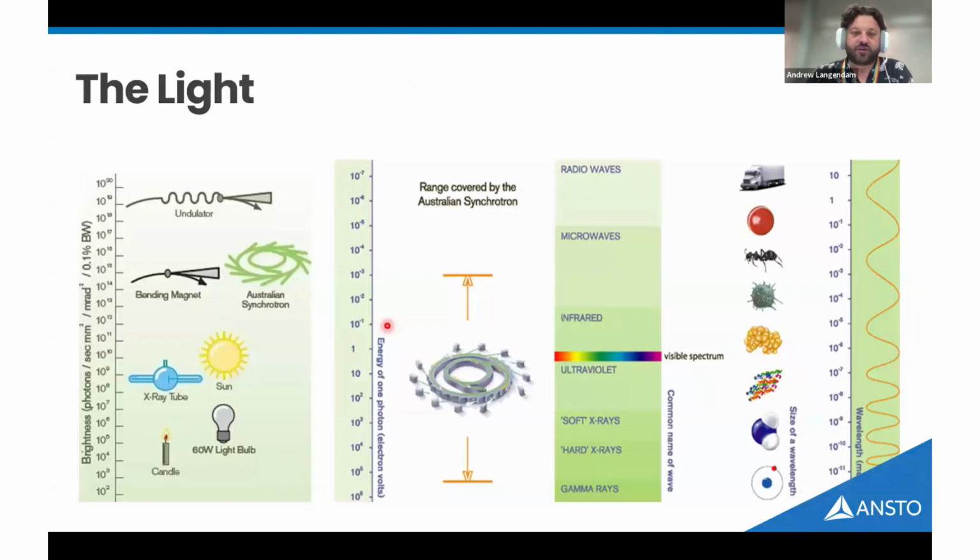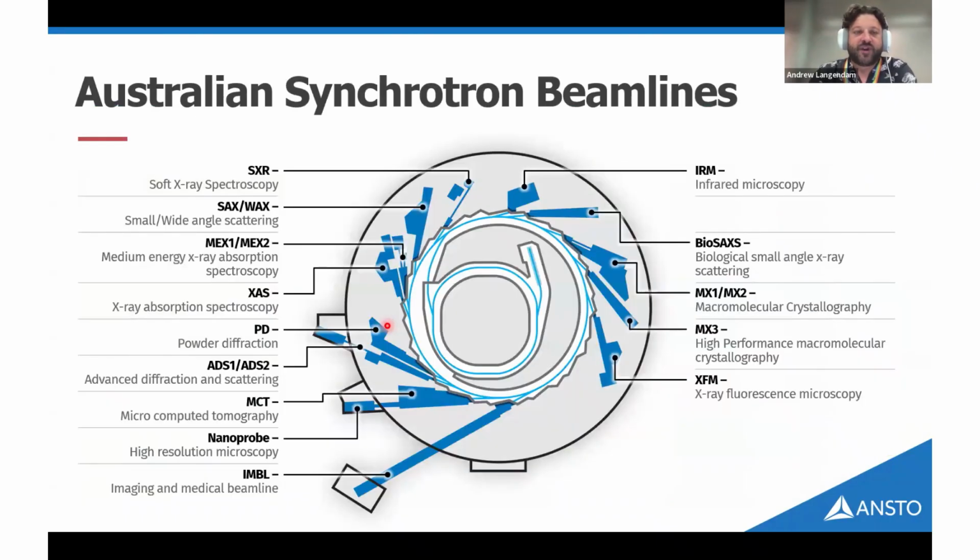So here's just a little bit of what the Australian Synchrotron produces. We're much brighter than most other sources. And we also have this very broad range of light that's available to us. We go from microwaves all the way up to gamma rays, and we can use all of those for different purposes. In fact, we've got a whole bunch of different beamlines.